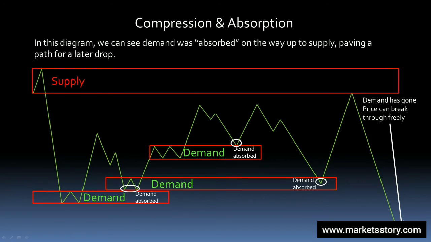So in this diagram we can see demand was absorbed on the way up to supply, paving a path for a later drop. As you can see, every demand zone had been tested already, so the buyers had been absorbed, and when price hit supply, it was able to drop through all the tested demand zones.